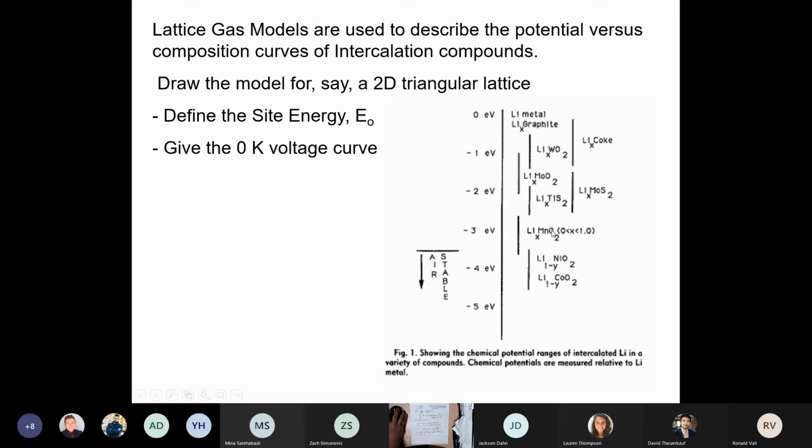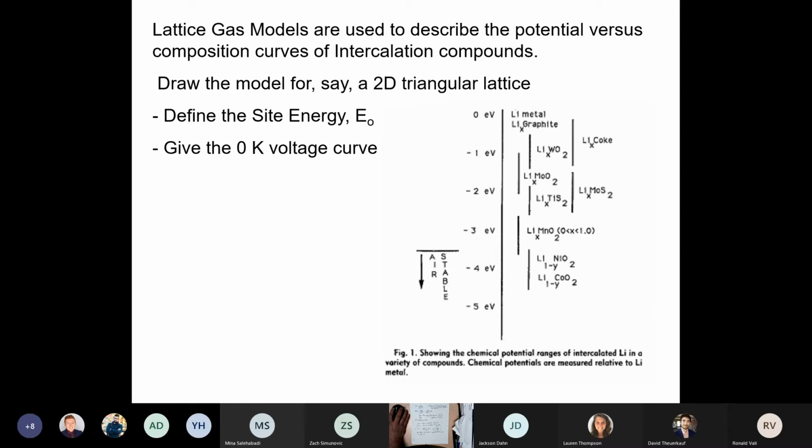So now it says lattice gas models are used to describe the potential versus composition curves of intercalation compounds. So it's very likely that many of you don't know what a lattice gas model is. So I need to define that for you. I'll talk about it for a minute first, okay?